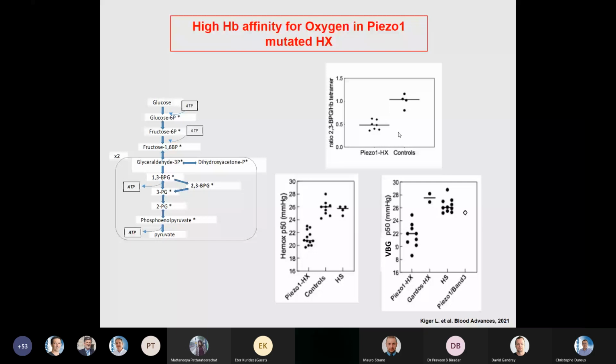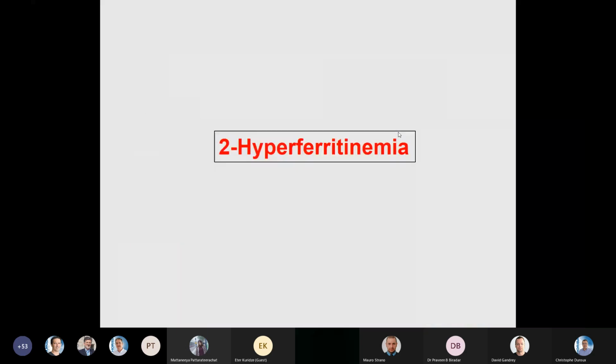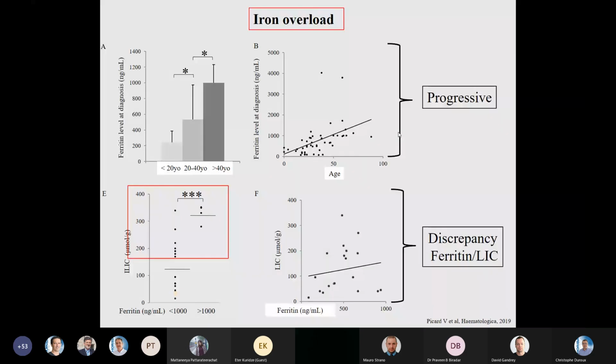The second very important thing to know about this disease is hyperferritinemia. This is way more frequent than in other red cell membrane disorders, and this is the result of the ferritin level in 126 patients. You can see that the ferritin level is increasing with age. These patients are not transfused; transfusions are very infrequent in these patients, but anyway, they increase their ferritin with time, and they also have iron overload in their tissues.